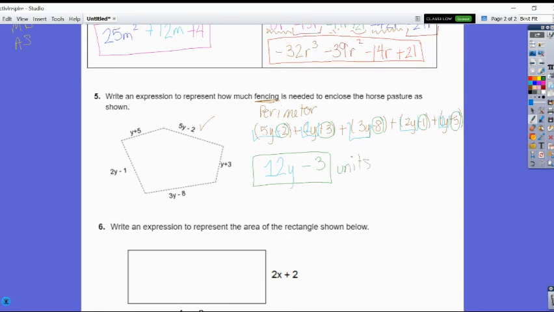And now the question didn't specify, but those units could be feet, they could be centimeters, they could be miles, but whatever y is, 12y minus 3 will tell me what that perimeter, what the fencing amount is.